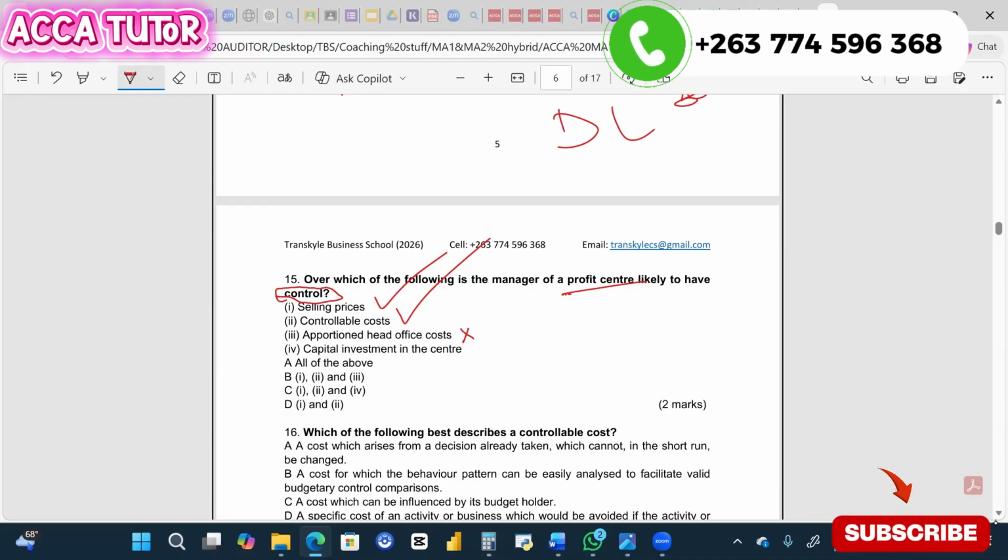Capital investments in the center. This one again, he has no control because that's the control of an investment center. Is that clear? So, what is our answer? Good. Yes, D is the answer.